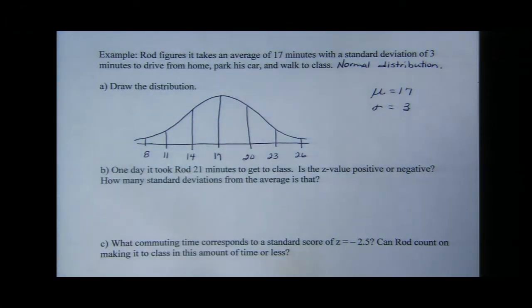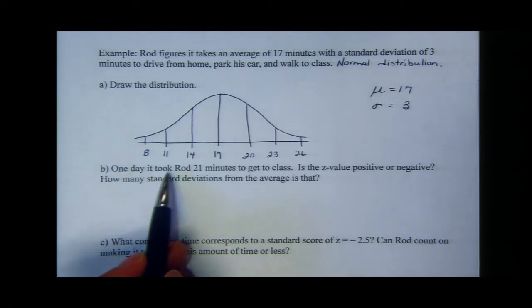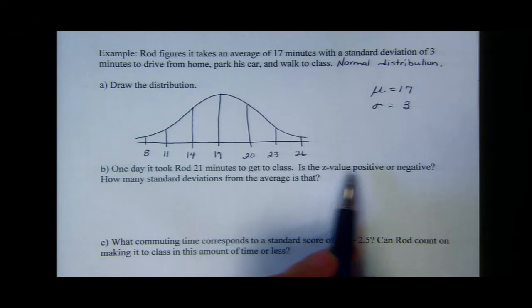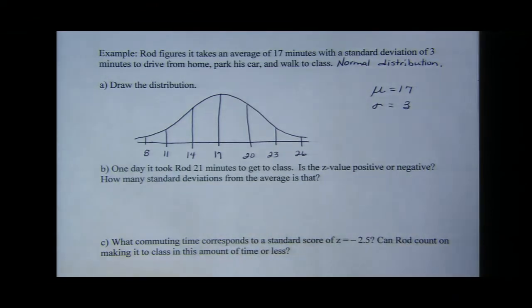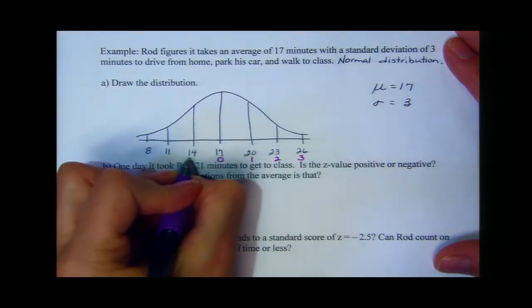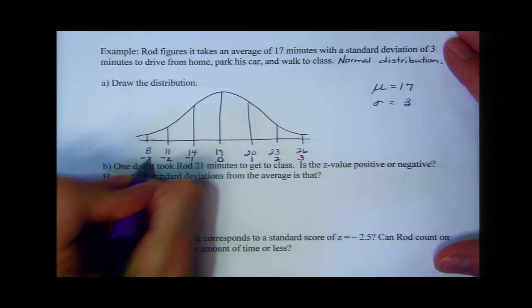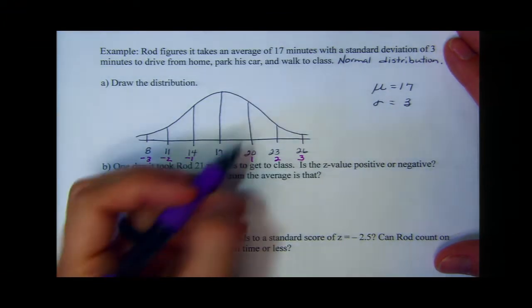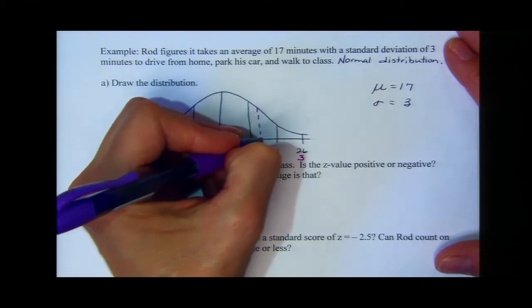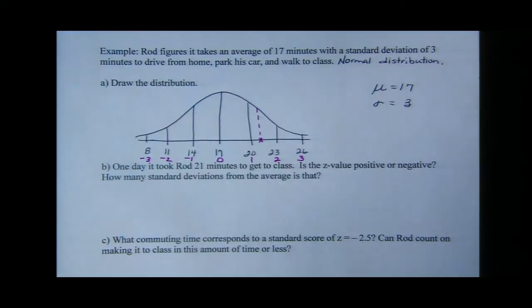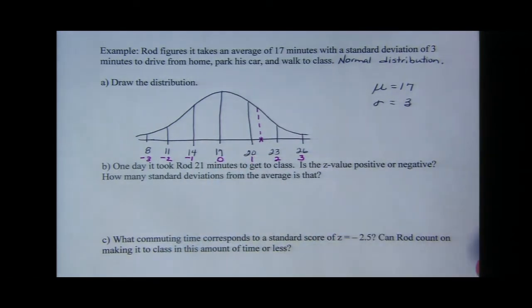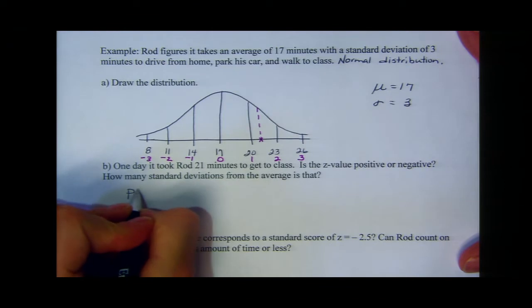All right, part B. One day it took Rod 21 minutes to get to class. Is the z value positive or negative? Well, here are my z values: 0, 1, 2, 3, negative 1, negative 2, negative 3. 21 minutes would be about right here. That's where about 21 minutes would be. So it is to the right of mu, so that tells me my z value is positive.